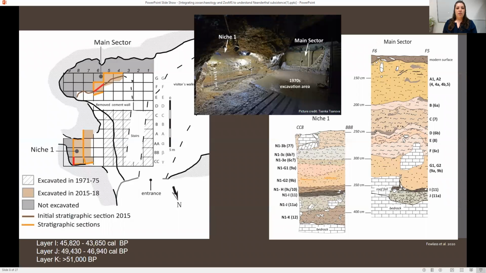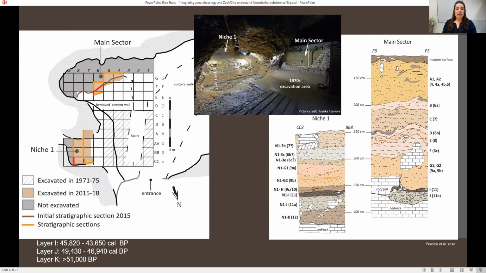So in 2015, an international team started a new excavation campaign at Bacho Kiro Cave, seeking to clarify the stratigraphy and understand human behavior associated with the occupation of the site. Two sectors with similar and well-preserved sequences were excavated, the main sector and the niche one. Both sectors correlate in terms of stratigraphy, as illustrated by the figure on the right of the slide. The radiocarbon chronology provides a secure chronological context for the layers associated with the Mousterian to the Upper Paleolithic.